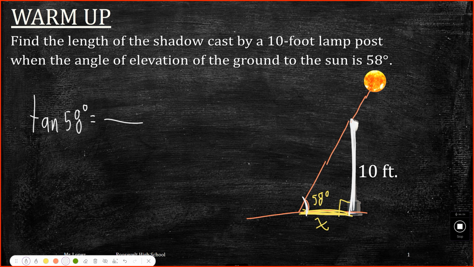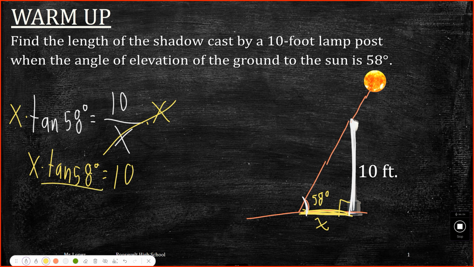Tan is y over x, 10 over x. They're basically going to switch spots here. I'll do all the work: this is x multiplied by x, the x and x cancel out, then you get x times tangent of 58 degrees is equal to 10.